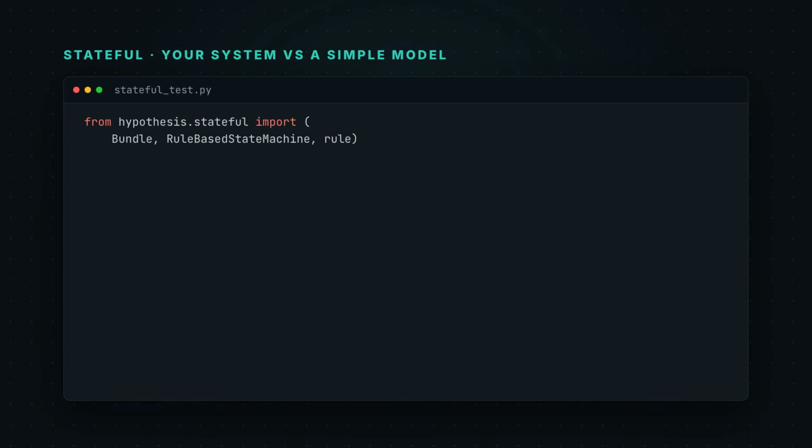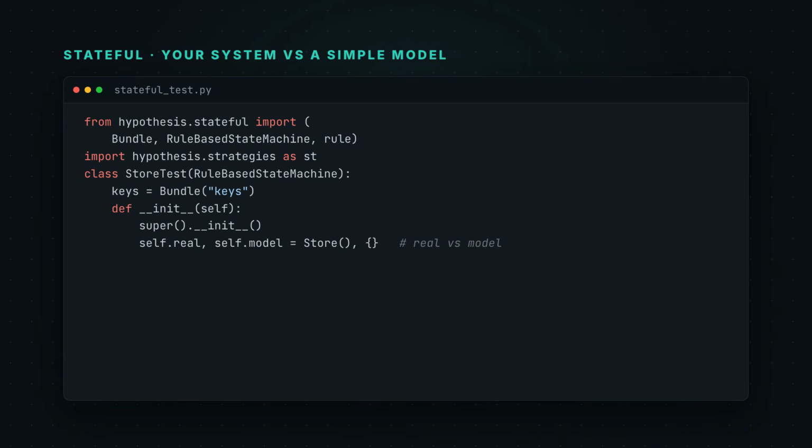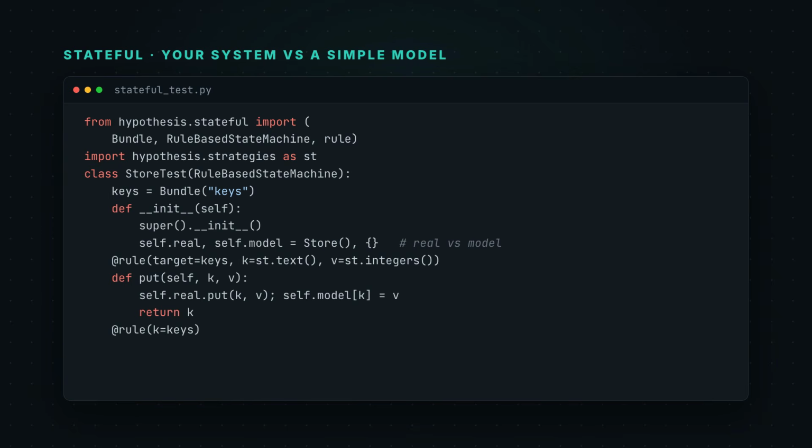Here's the expert move. Test your real system against a simple model of it. We're checking a key value store. A plain dictionary is our model. Obviously correct. A bundle remembers the keys Hypothesis generated, so later rules can reuse them. The put rule writes to both the real store and the dictionary. The get rule asserts they always agree. Hypothesis then drives thousands of put and get sequences. And the instant your store disagrees with the simple dictionary, you've found a real bug.